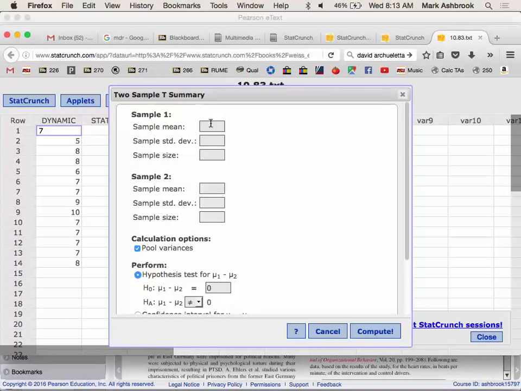Okay, so what was our sample mean number 1? 15? Sample standard deviation was 2.15, then 12, 5, 15. Now, calculation options. We want unpooled. All the problems we will do will be unpooled, which means we're assuming that the population standard deviations are different. So we're always going to uncheck that box when we do these.